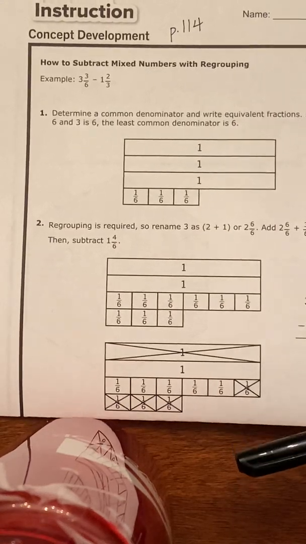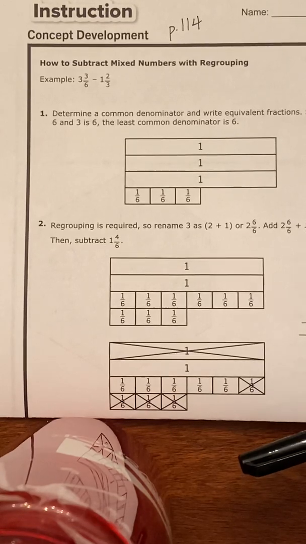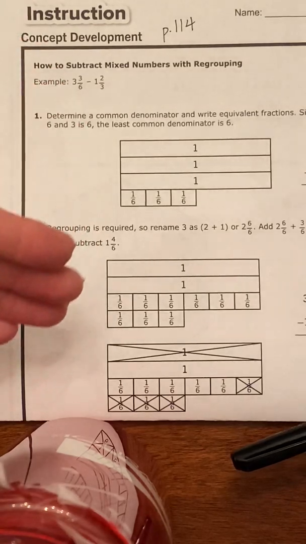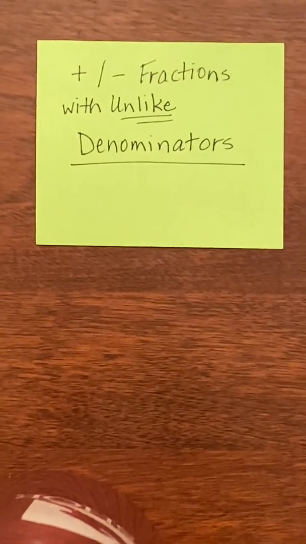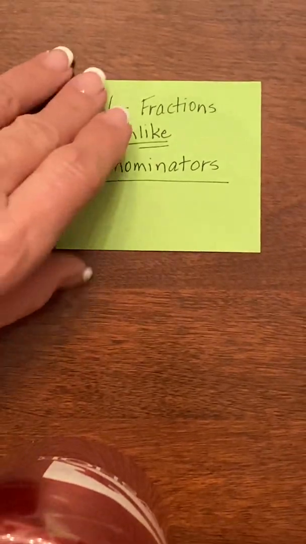Good morning. We are on adding and subtracting fractions with unlike denominators on page 114. Before I get into this concept development, I want to make sure that we remember what we are doing as far as subtraction, period. There are certain principles we have to keep in mind whenever we are subtracting. So again, we are adding and subtracting fractions with unlike denominators, but today focusing on subtraction of them.